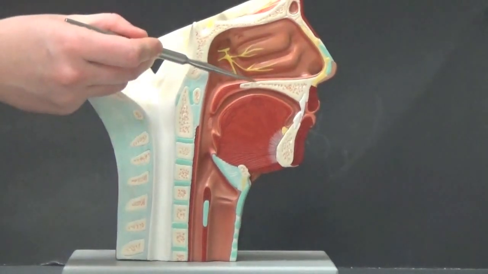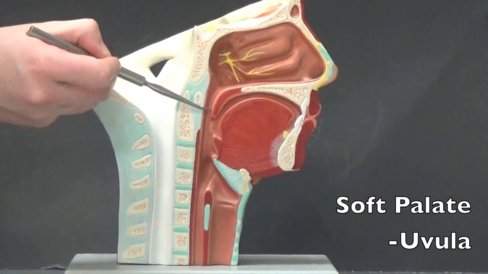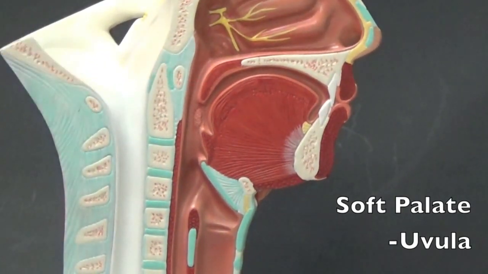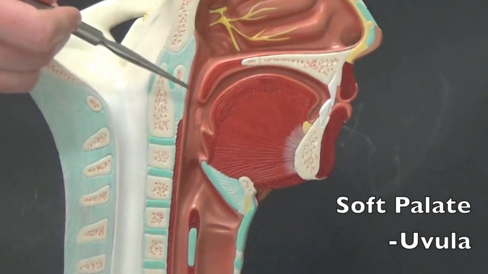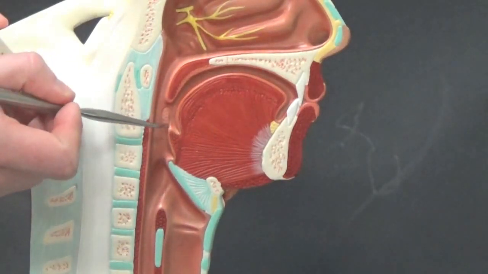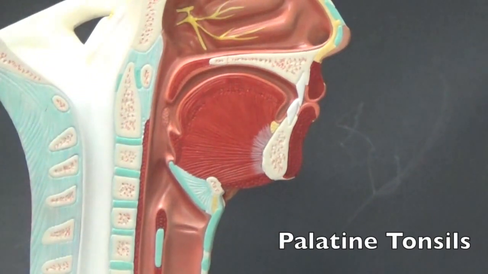The hard palate continues on into the soft palate. The end of the soft palate is called the uvula. When you look at your throat in the mirror, the hanging down structure is the uvula. Beyond the uvula, shown here, is going to be the palatine tonsils.